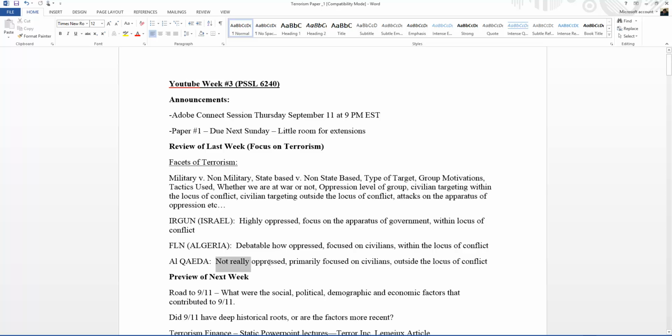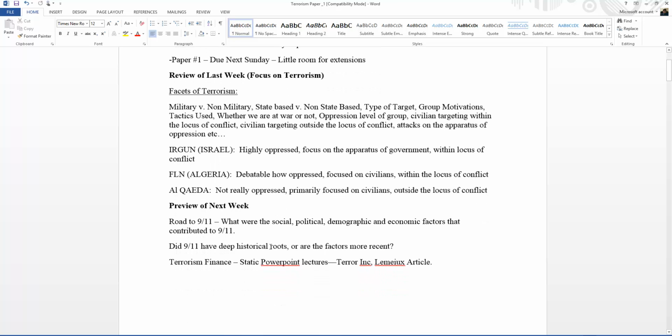Al-Qaeda, not really oppressed. Again, in the eye of the beholder, I guess, but if Osama bin Laden's oppression was due to American involvement in Saudi Arabia or having American bases, that's certainly not as oppressive as the Irgun in the Holocaust. Their primary focus was on civilians, if you put the 9/11 attacks in there, and they were certainly outside the locus of conflict. So under these criteria, Al-Qaeda is much more of a terrorist organization, while maybe the Irgun is not. So I hope that clears things up. If there are any questions or issues, please let me know.